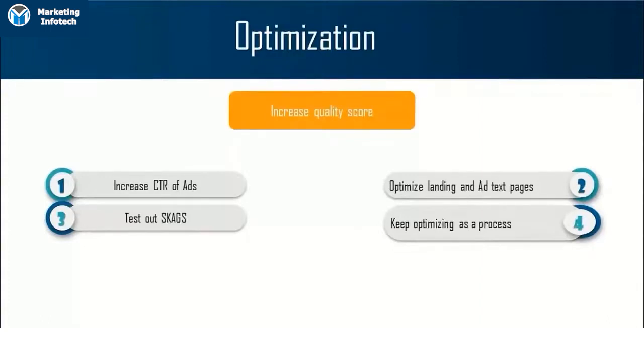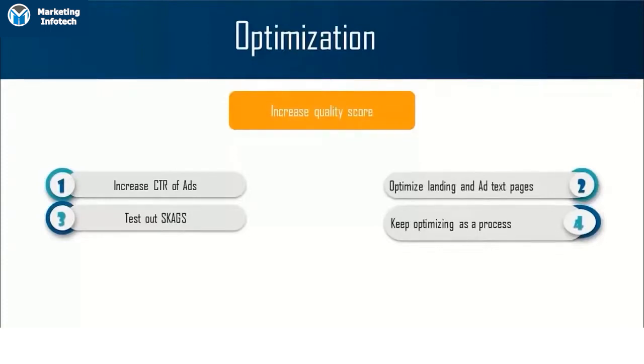Test out SCAGs. Very important concept. SCAGs are single keyword ad groups. Recently, a lot of AdWords experts have been advising this. I have also tried it myself. Believe me, it works wonders. You take a single keyword based on the search volumes, or probably the one which is most important for your target customers. Create a story around it. Out of that single keyword, you create a landing page, you create that ad group, and then keep optimizing. I'm sure your quality score will increase like anything.